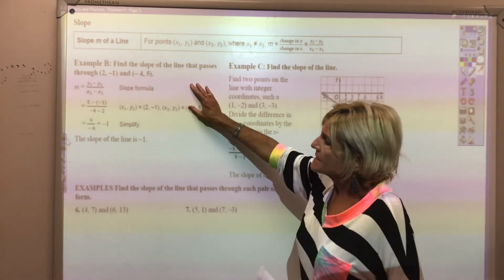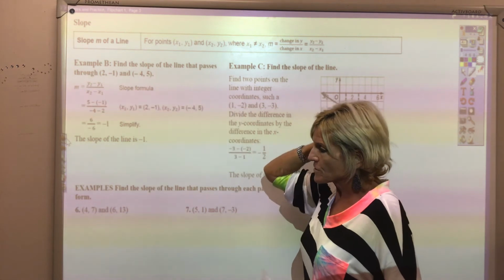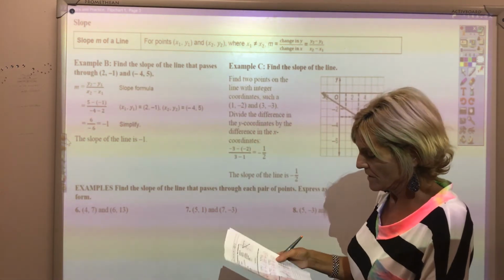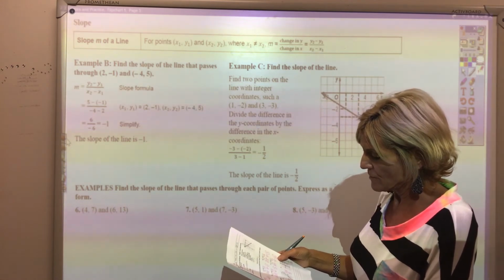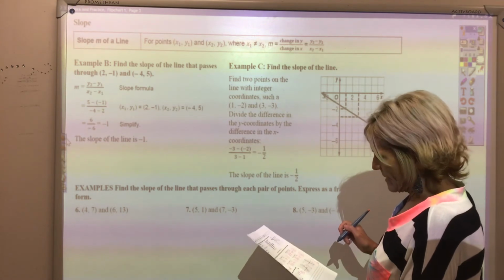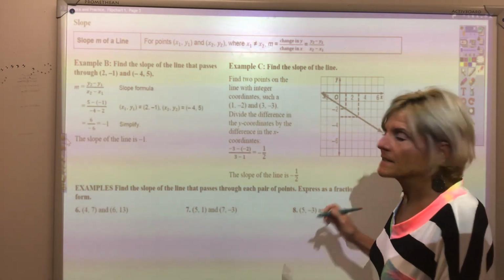I won't talk about this example. You can go back and refer to it if you would like. We will just try a few of the slope questions. There's 6 through 11 that are slope, so let's just do 3 of those. In fact, we'll just do 6, 7, and 8.